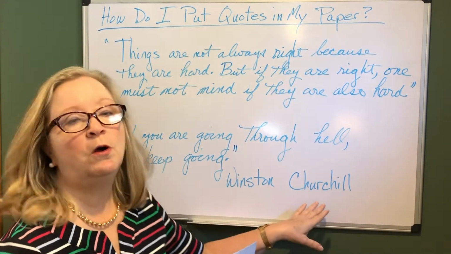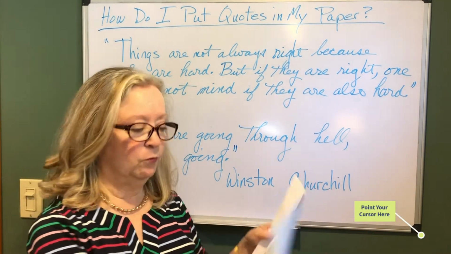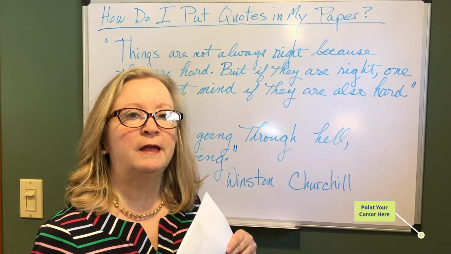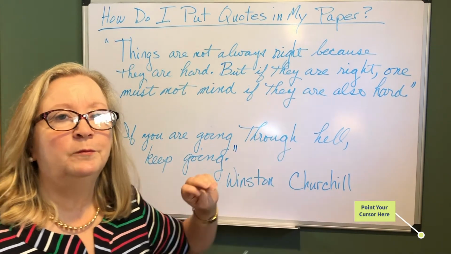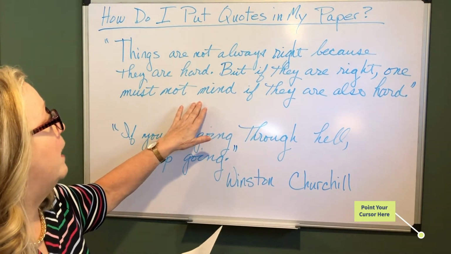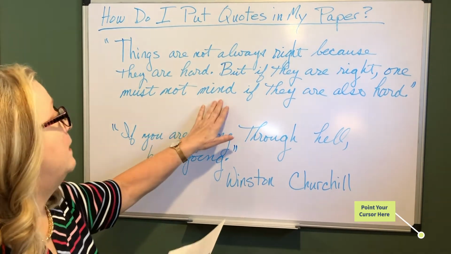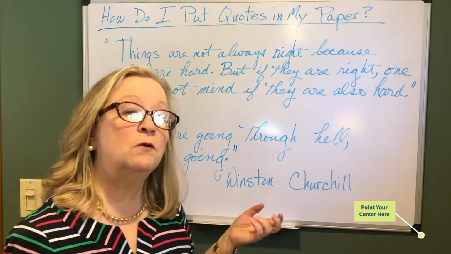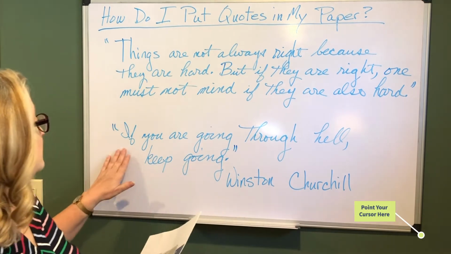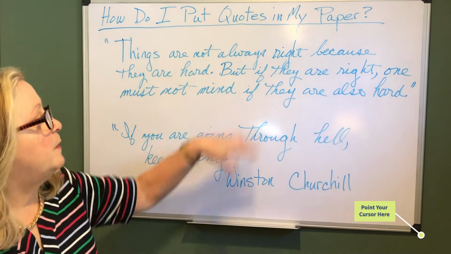We're going to work with these two quotes by Winston Churchill. I put the quotes up, but I'll be reading to you how they can be written into your paper. It was easier to do that than to try to write the whole thing on the board. So the first quote we have from Winston Churchill is, "Things are not always right because they are hard, but if they are right, one must not mind if they are also hard." Okay? Next quote that we're going to use is, "If you are going through hell, keep going." Both of these by Winston Churchill.